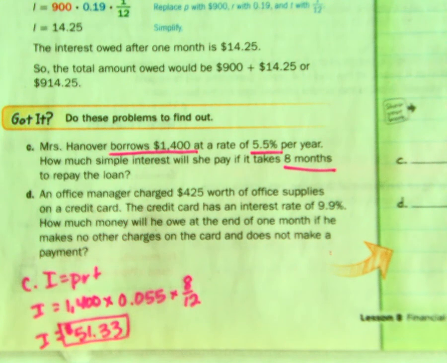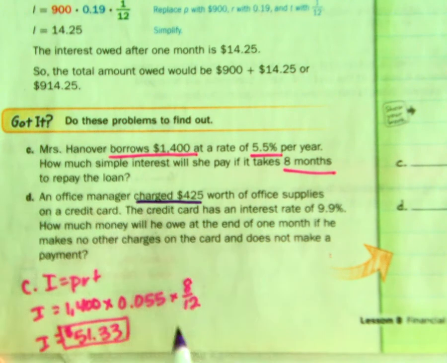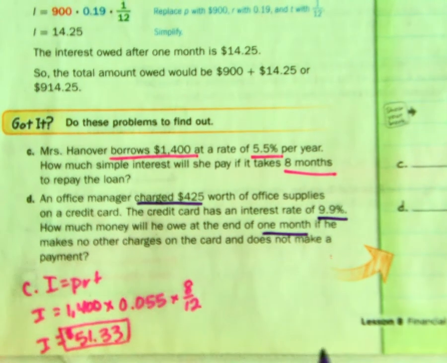Example D, an office manager charges $425 worth of office supplies on a credit card. The credit card has an interest rate of 9 9/10%. How much money will he owe at the end of 1 month if he makes no other charges on the card and does not make a payment? Okay, so again, I underline the parts that are important to me. We charge $425 at a 9.9% interest rate for 1 month.